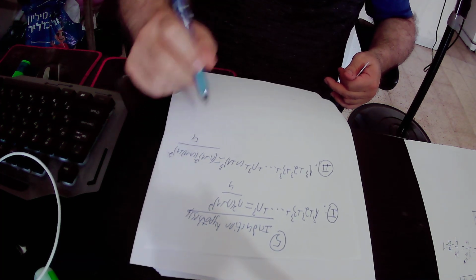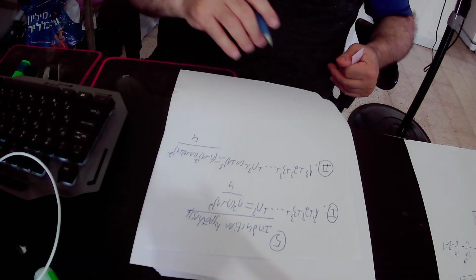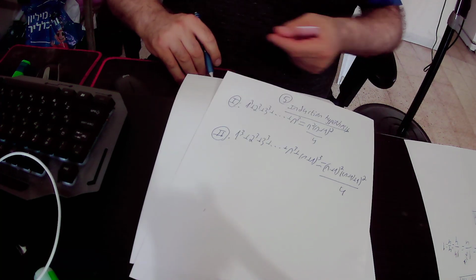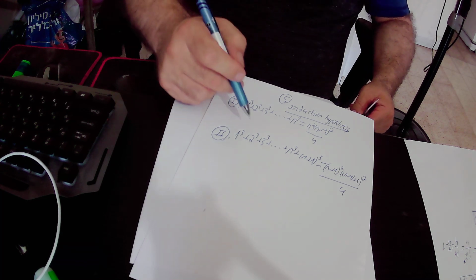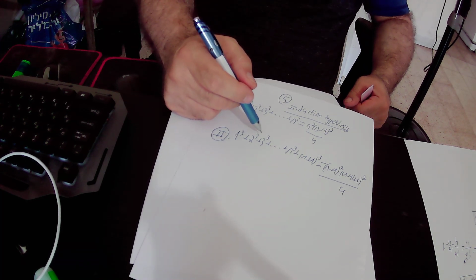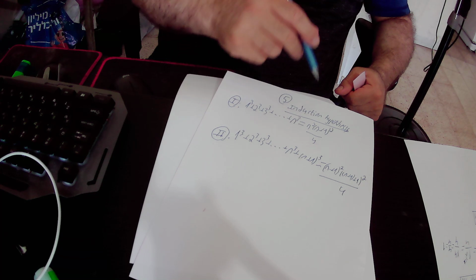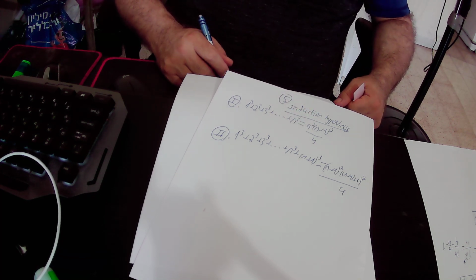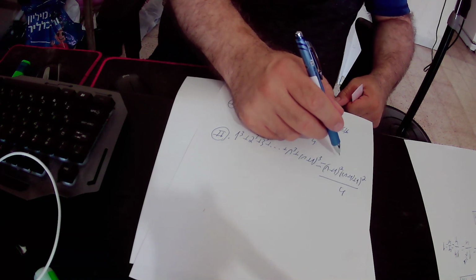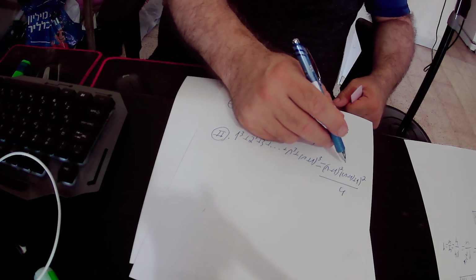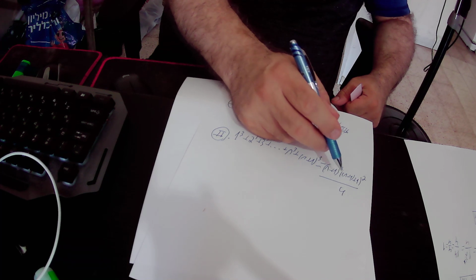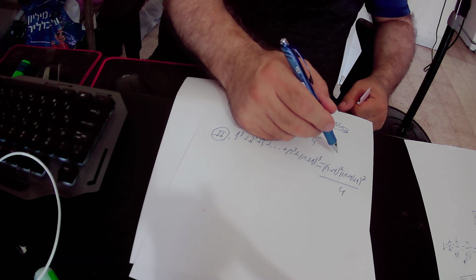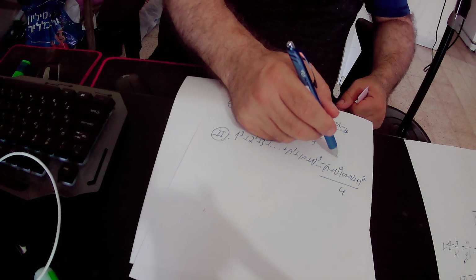So the statement that we have to prove for n plus 1 will be 1 to the power of 3 plus 2 to the power of 3 plus 3 to the power of 3 plus n to the power of 3 plus n plus 1 to the power of 3 equals n plus 1 squared times n plus 1 plus 1 squared, all divided by 4. But n plus 1 plus 1 is n plus 2, so we will write it down.